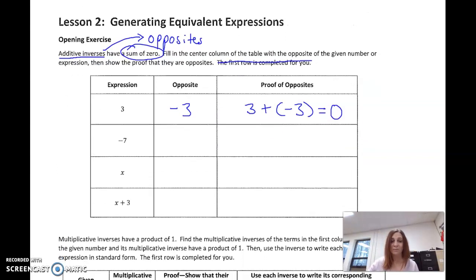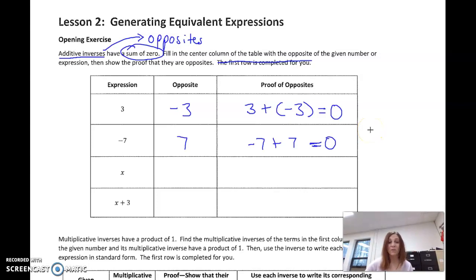So if we look at the next one, our expression is negative 7. The opposite of a negative 7 is a positive 7. But what does that mean in terms of being an additive inverse? If I have negative 7 and add it to a positive 7, they equal 0. Okay, and we're going to be using this idea for simplifying. We're going to be using it when we get into solving equations.